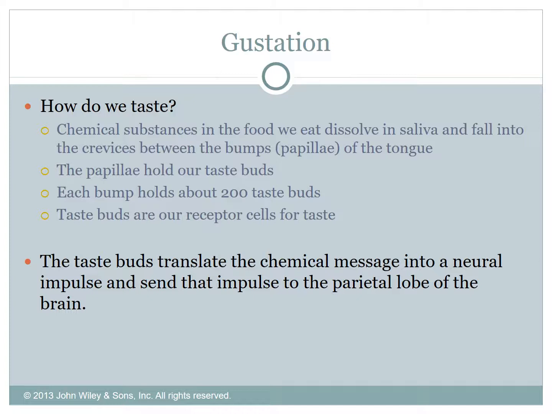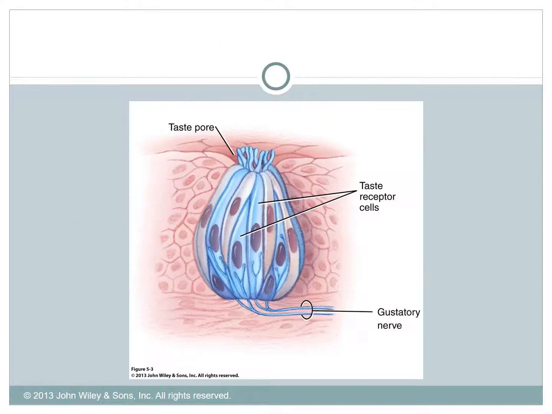Your taste buds are your sensory receptor cells for taste, and they, of course, detect these chemicals. Now, we don't have nearly as many taste buds as we do olfactory receptor cells. And in fact, we can detect far less from our sense of taste than we can from our sense of smell. This is an image of a taste bud that is sitting on top of a papillae.